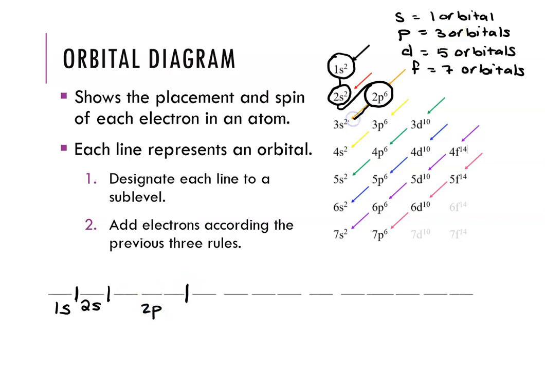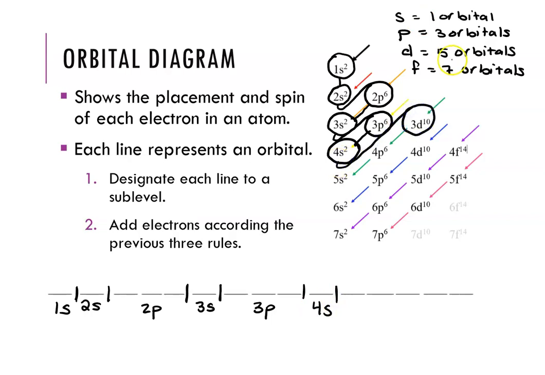From there, I come down here to 3s. S is 1 orbital, so I need 1 line. Then I come up to the next diagonal, which is 3p. P has 3 orbitals, 1, 2, 3, so all of those are 3p. Then I go to 4s. S is 1 orbital, so this is just 1. And then I come all the way back up here to 3d. D is 5 orbitals, so it gets 5 lines: 1, 2, 3, 4, 5.